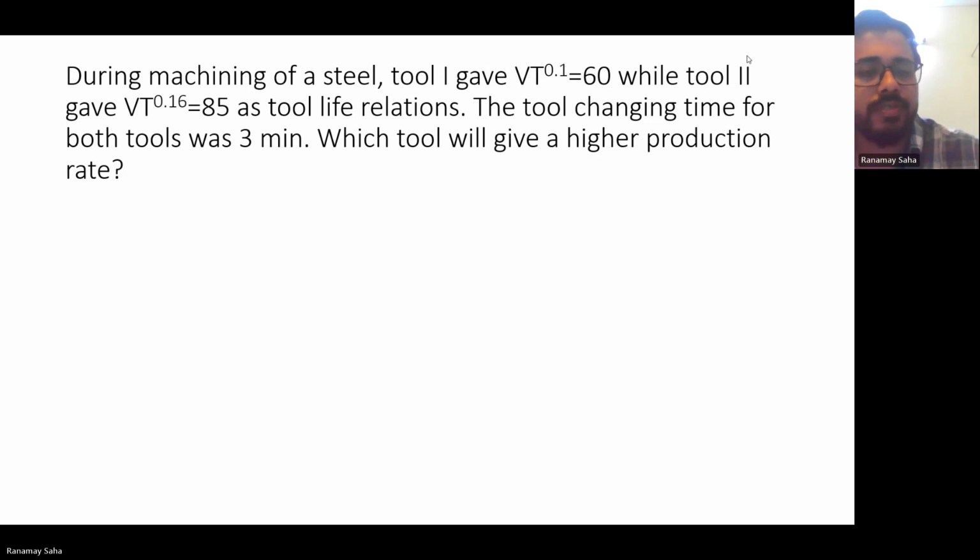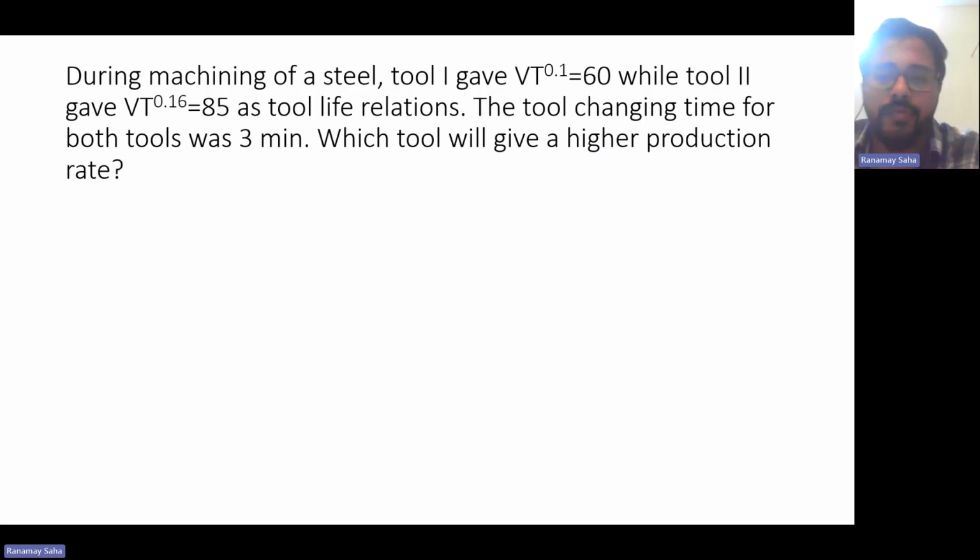Let's see one question. It says that you are machining steel and have two tools, with Taylor tool life equations and their exponents given. The tool changing time is equal in both cases, 3 minutes. You have to find out which tool will give the higher production rate.